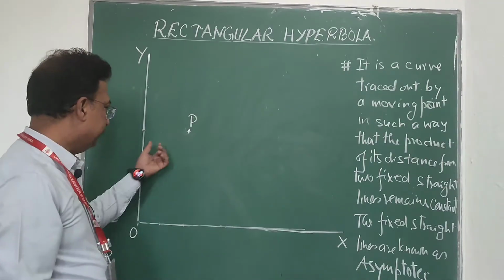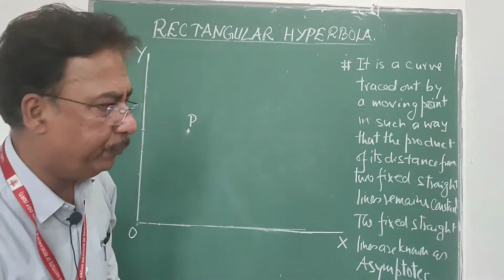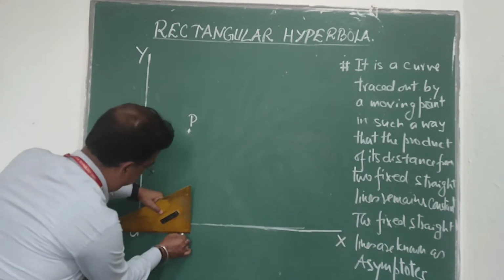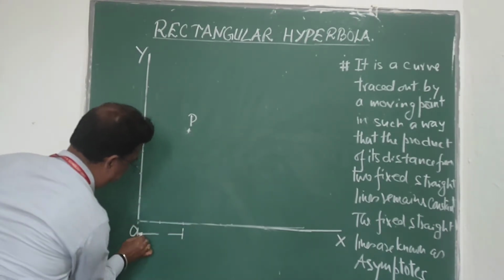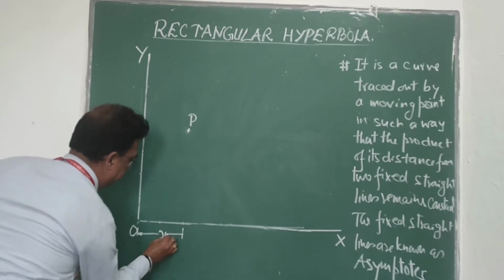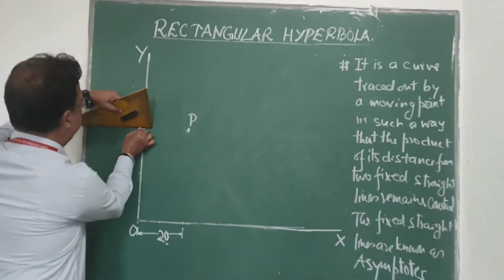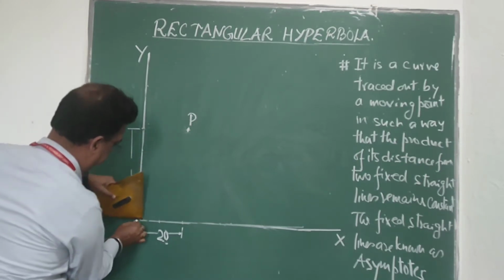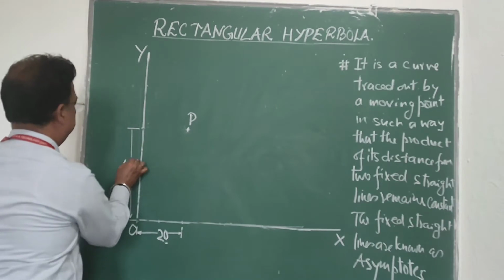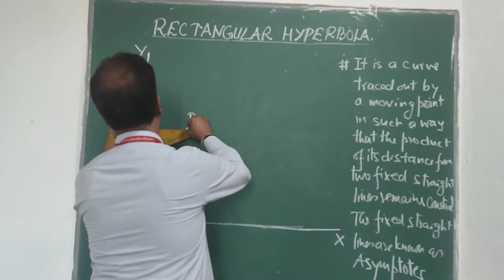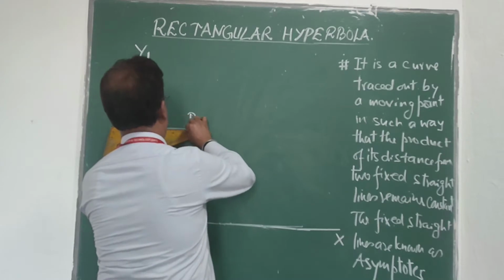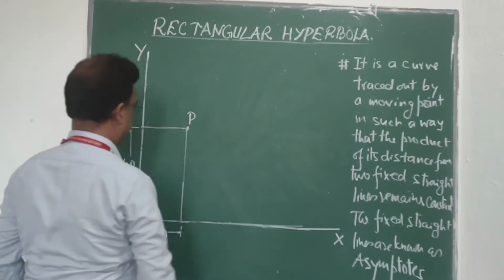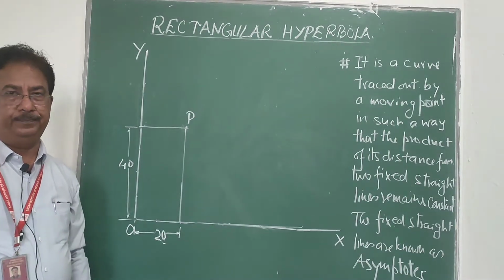So I have plotted this point, which is 20 mm from one axis, and this distance will be 40 mm. In this way I have marked this point P with reference to OX and OY.